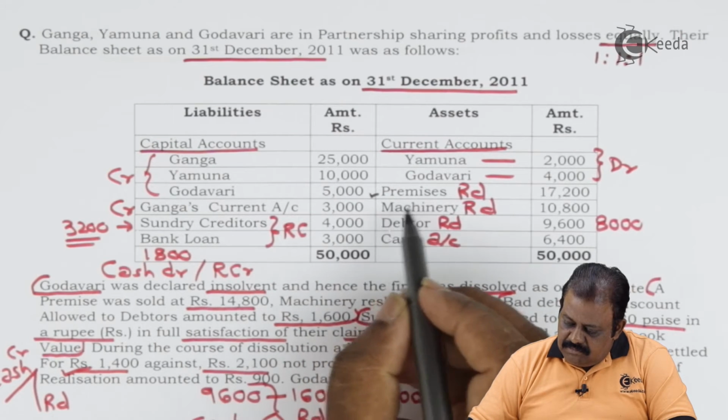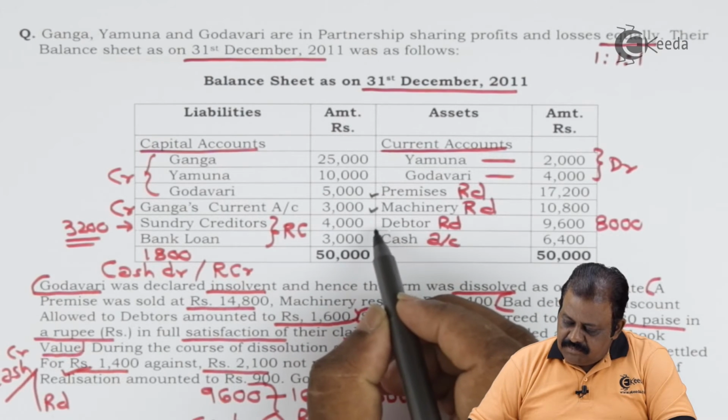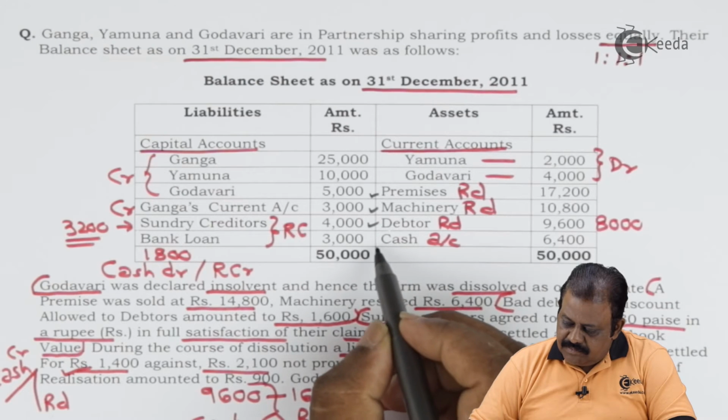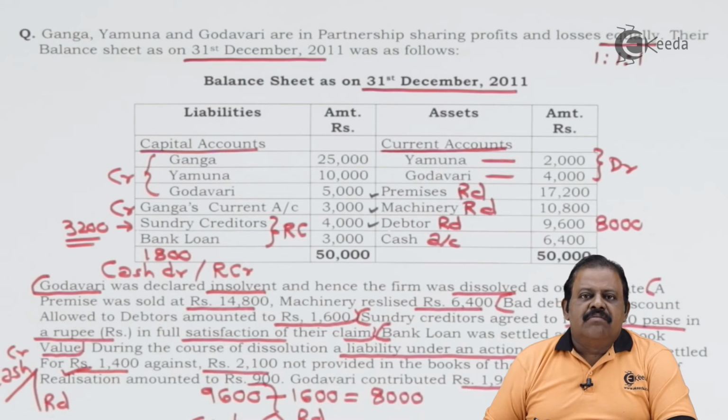Premises, machinery, debtors will be transferred to the debit of realization account.